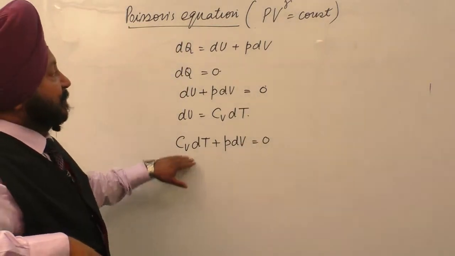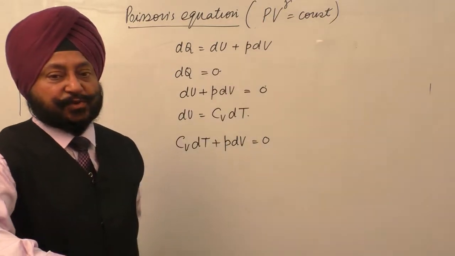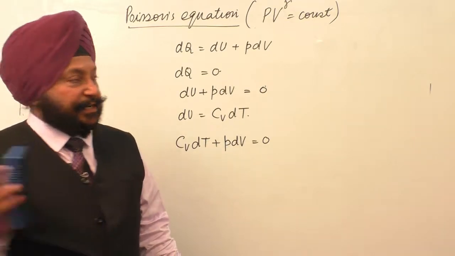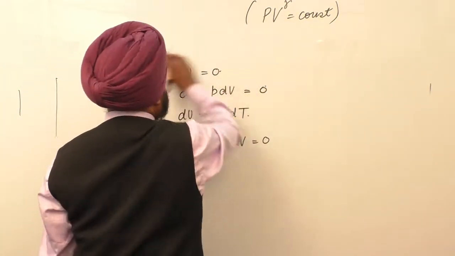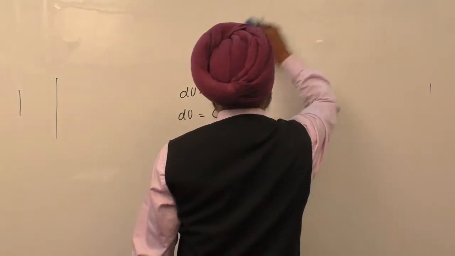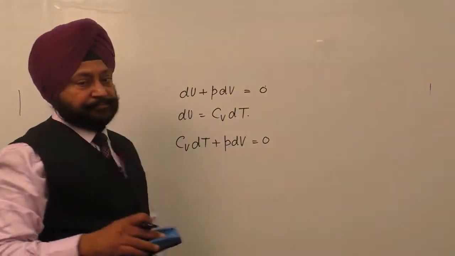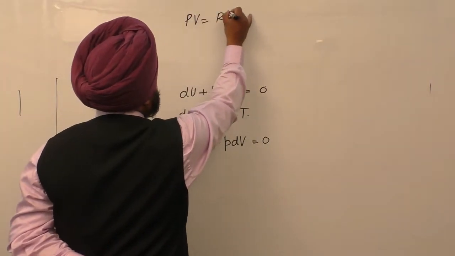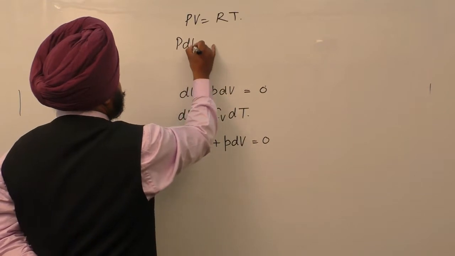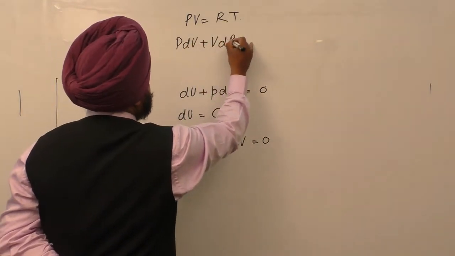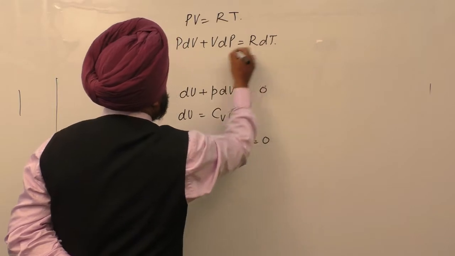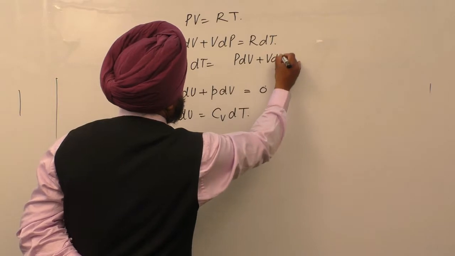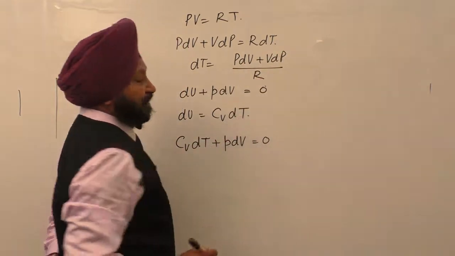Now you see here, when you look at this particular expression, we find that there is no temperature in this expression. So in this equation, we'll try to remove temperature, keeping in mind that during an adiabatic process, pressure, volume and temperature all of them change. So for 1 mole of an ideal gas, we will differentiate and write pressure into change in volume plus volume into change in pressure is R multiplied by dT. So the value of dT will be pressure into change in volume plus volume into change in pressure over R.